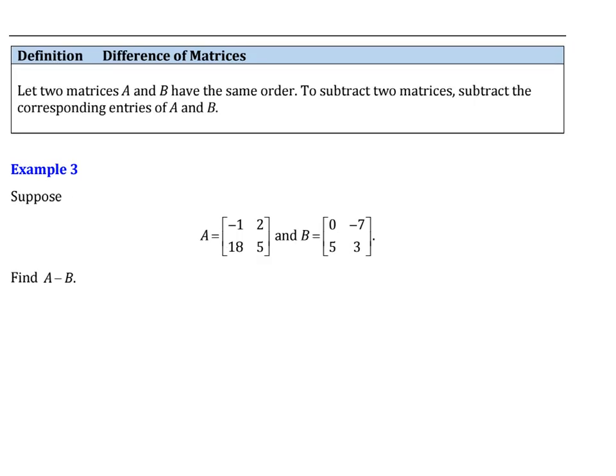Subtraction of two matrices is very similar. They have to be of the same order, and we subtract corresponding entries. So A minus B, I'll write out my steps this time, will be negative 1 minus 0 for the first row, first column. Then 2 minus negative 7, 18 minus 5 for the second row, first column, and then 5 minus 3 for our last row, last column. So this ends up being negative 1, 9, 13, 2.